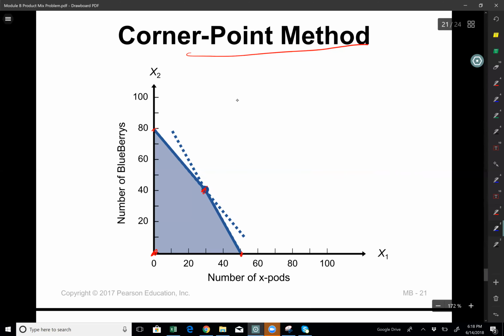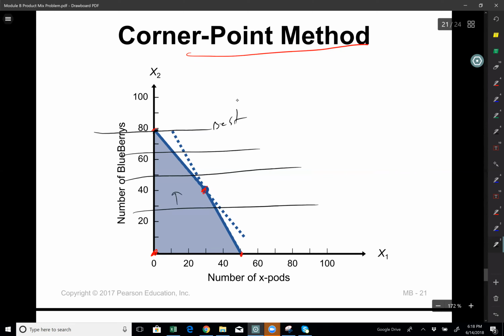So hypothetically, if I have an isoprofit line that is parallel to x1, what I can do is move that isoprofit line to the north, and then that isoprofit line will leave my system right here. So this would be the best solution.